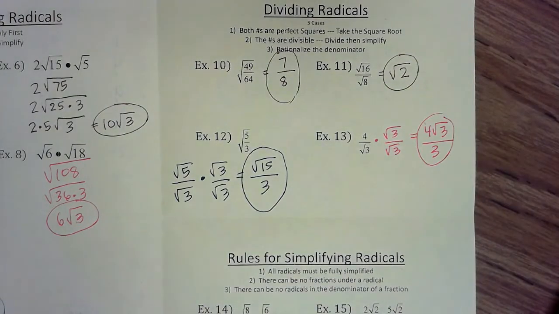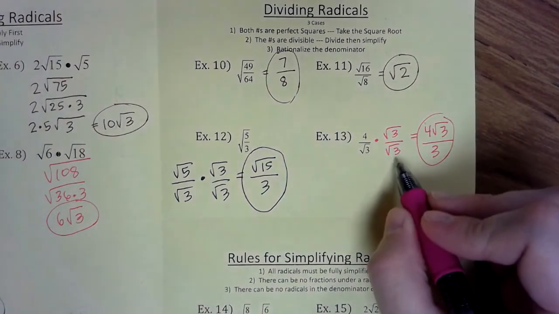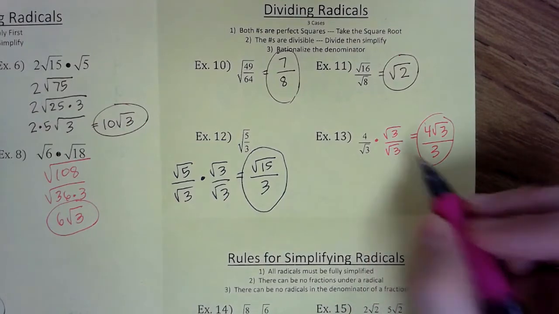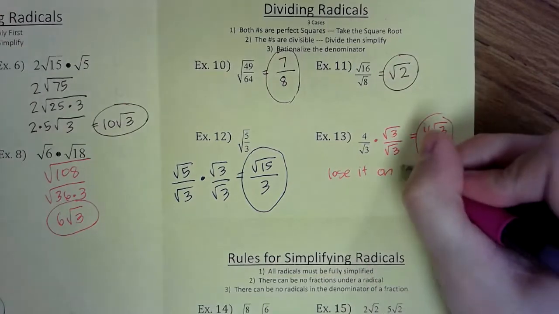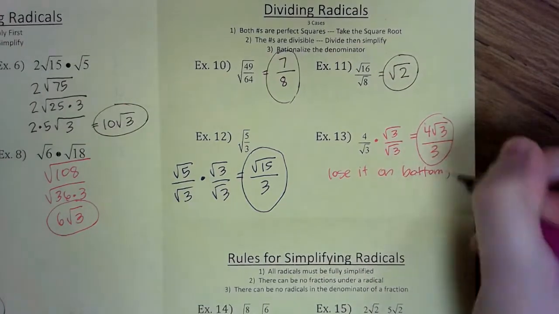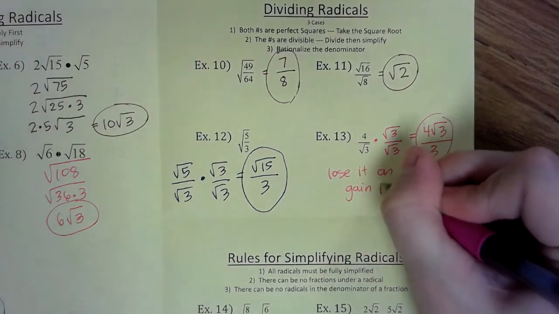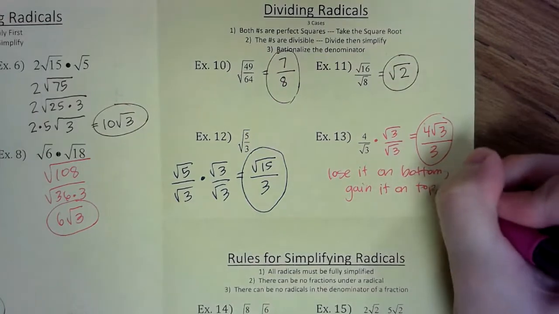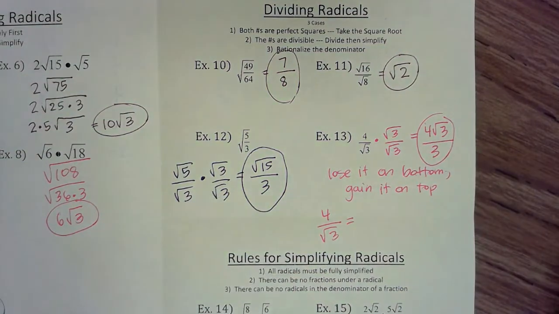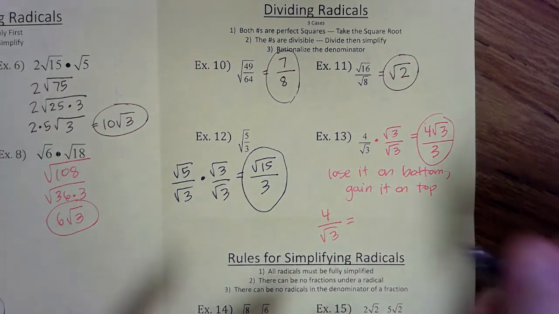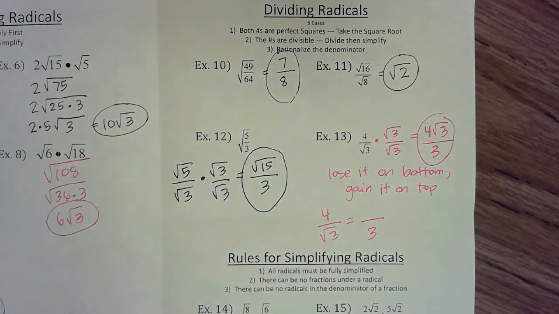Done. I do want to teach you a trick, though, so that you don't have to multiply by the denominator every time. It's called lose it on bottom, gain it on top. Here's what I mean by that. So I'm going to rework this problem. Lose it on bottom means to lose the radical on the bottom. So it just becomes 3.